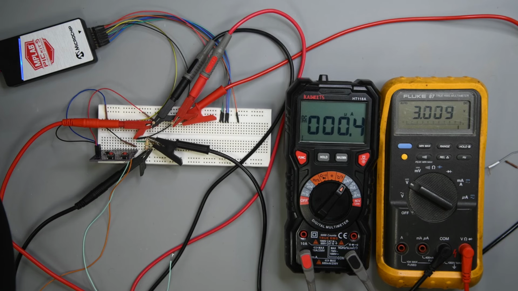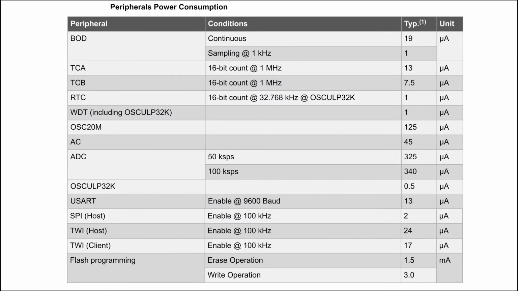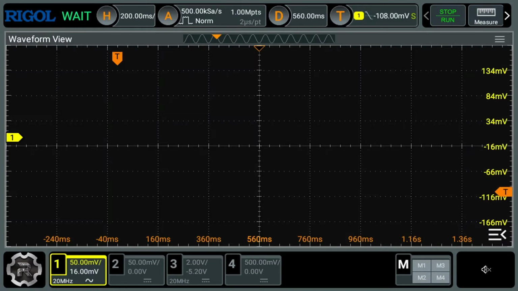Looks like I saw 1.6 milliamps, so I'm sure it's pulling a bit more than that. I do have the bypass and filter capacitors on the board. If I look at the datasheet, it's supposed to be about 1.5 milliamps, maybe about 3 milliamps. Here I have the scope set to AC input, 50 millivolts per division.